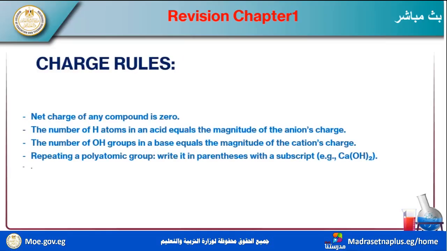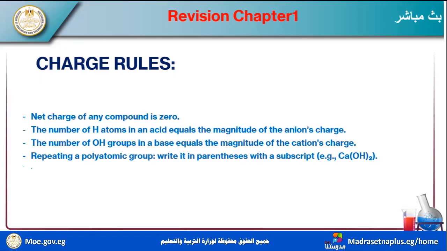Okay, now we transfer to another topic: charge rules. What is the meaning of charge rules? Sodium Na and potassium K are in the first group, alkali metals, group 1A. The charge of any compound is 0. You studied oxidation number before; when you write oxidation number, you take these rules. Net charge of any compound equals 0. The number of hydrogen atoms in an acid equals the magnitude of the anion's charge, I mean the valency of the anion.